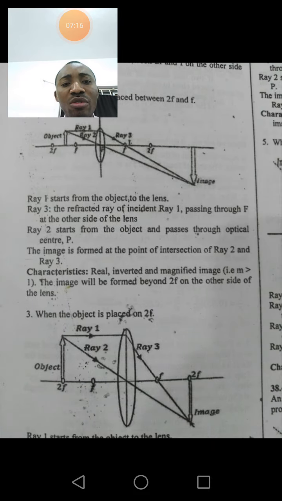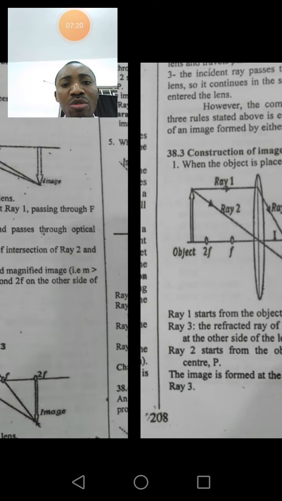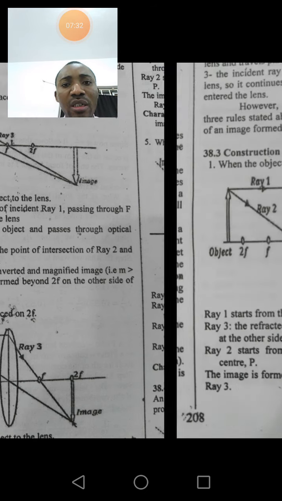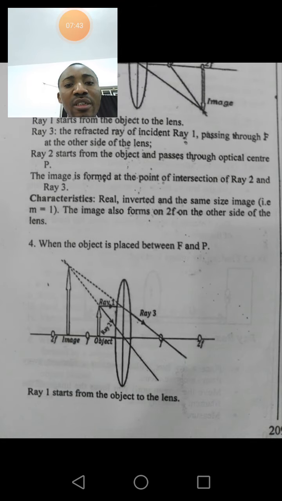I want to go back to when you place the object at a position between 2f and f. Okay, sorry, let's go to when the object is placed beyond 2f. The image is a diminished image and is formed between f and 2f.